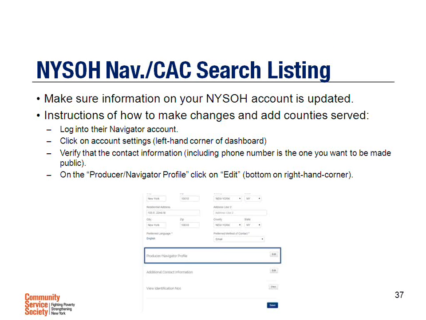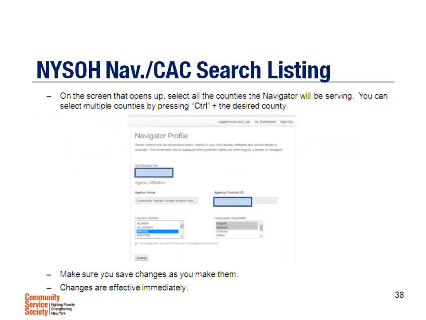So when you go in there, if you scroll down to the bottom after you check that your contact information is correct, you're going to check Producer Navigator Profile, and this is to add counties. And you're going to click on Edit. The next screen is going to come up, and what you're going to do is you're going to hit to add multiple counties. You're going to hit the control and then select the county you want.